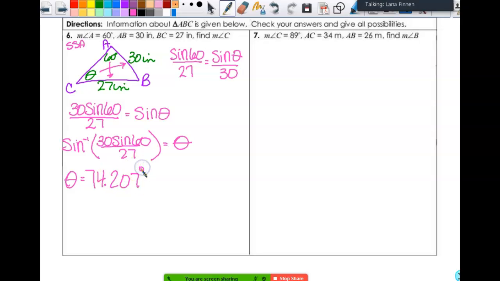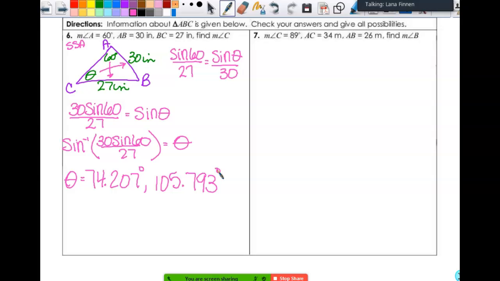74.207 degrees and 105.793 degrees. Okay. Now, I don't know that both of those are going to work, so I have to check them.